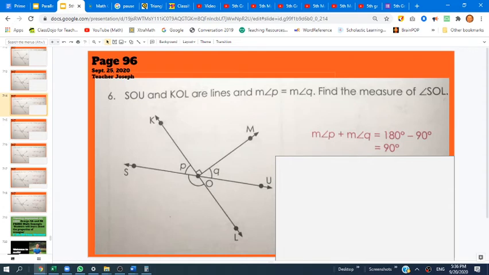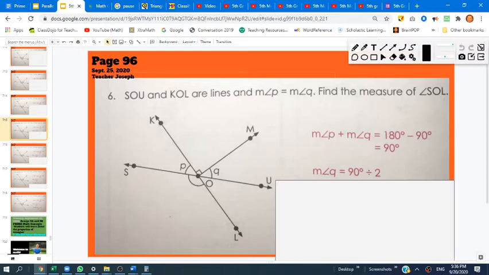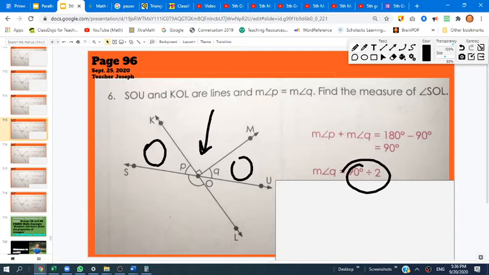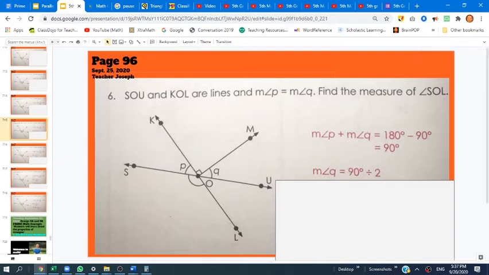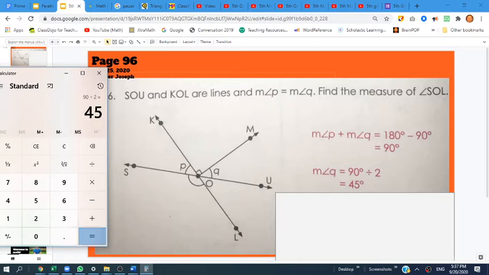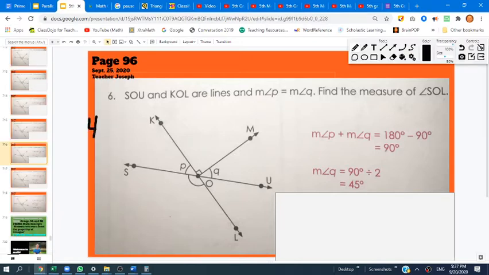Let's go on to the next part of the problem. Since we already know one of the angle measurements, we can continue. The measure of angle Q equals 90 degrees divided by 2. Since we already know that this part right here is 90, this part plus this part are also going to equal 90 degrees. So we can just divide that by 2 to figure that out. 90 divided by 2 equals 45 degrees. If you didn't know that, you can use the calculator to check. 90 divided by 2 equals 45. Or you could take 45 plus 45 and understand that that equals 90. Okay, so far so good.